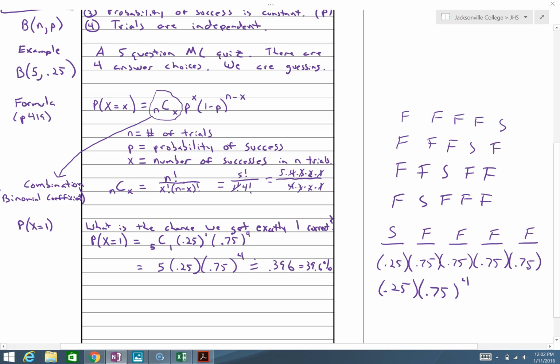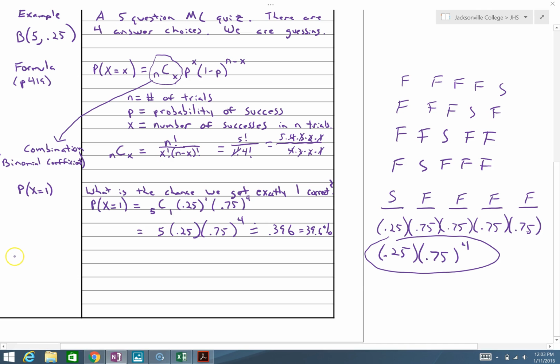So what you see here is, sure, any one of our outcomes would look like this, but we can write this situation 5 different ways. So this number in front, this combination, is simply finding the number of ways that we can rearrange this situation so that it fits what we have. So it's 0.25 to the first, 0.75 to the fourth, but there's 5 different ways that we can do this.